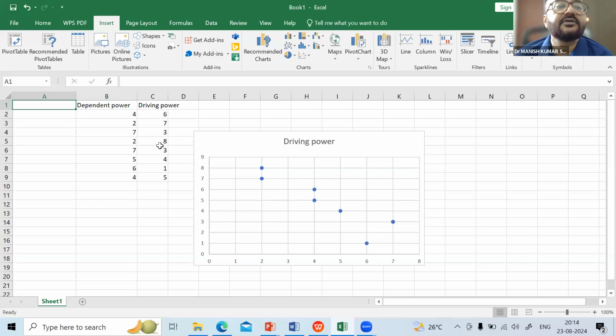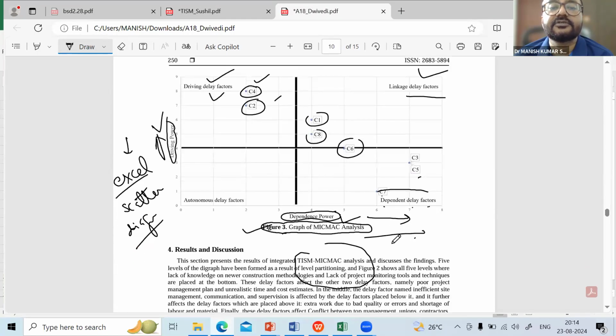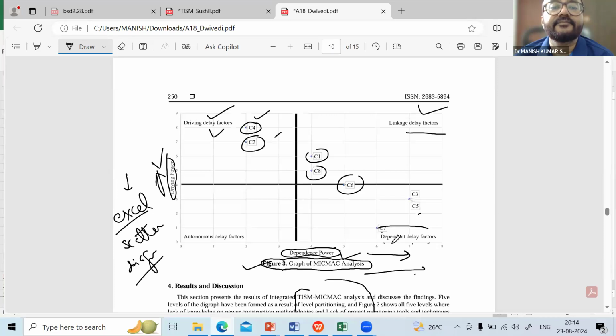Then somewhere it is 4, 5 also. So what is 4, 5, 4, 6? This is C1, C2, C3, C4, C5, C7, C8. Something like that. You have to see whatever they have prepared here. So this is the diagram, and in between they have created all these things.